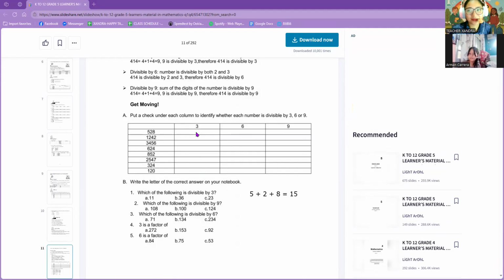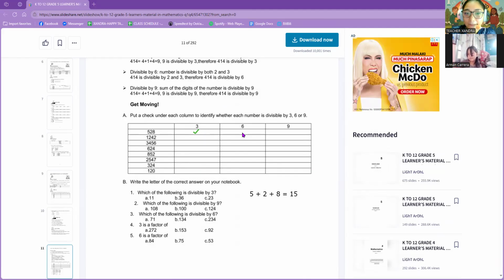So is 528 divisible by 3? Okay. Is it also divisible by 6? You're just going to look for the last digit. Since it is already divisible by 3, you're just going to look for if it is divisible by 2. So 528, is it divisible by 6? Since it is already divisible by 3 and the last digit is 8, it's an even number.